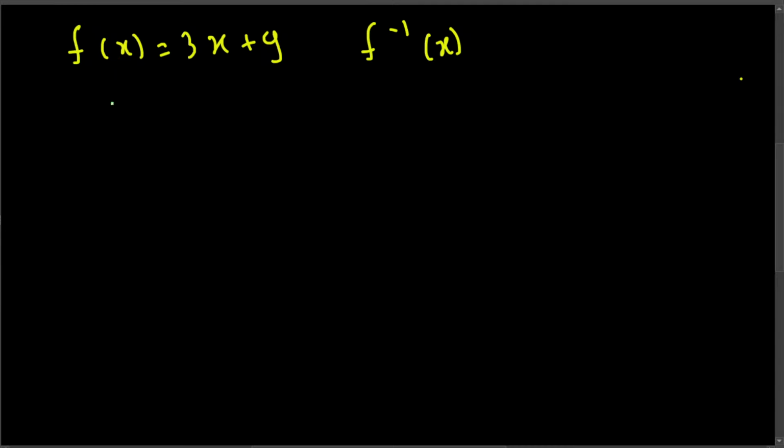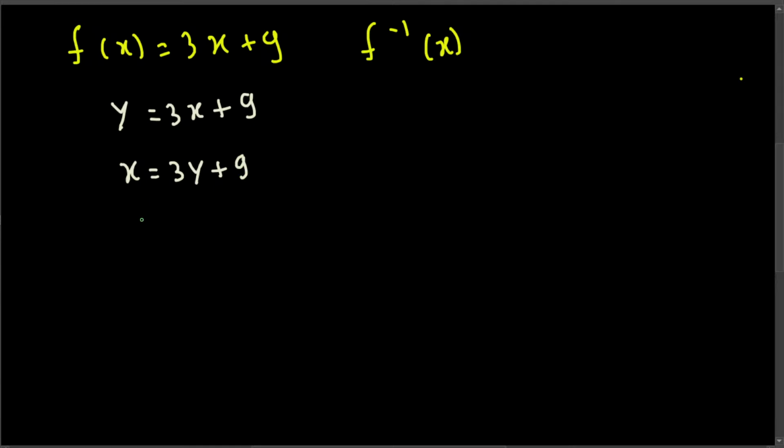Now to solve this kind of problem, instead of f of x, we can also write it as y is equal to 3x plus 9. And here if we switch y with x and solve for y, then we will get the inverse function. Now let's go ahead and switch it. So this is going to be x, and then this is going to be 3y plus 9. Then we have to solve for y.